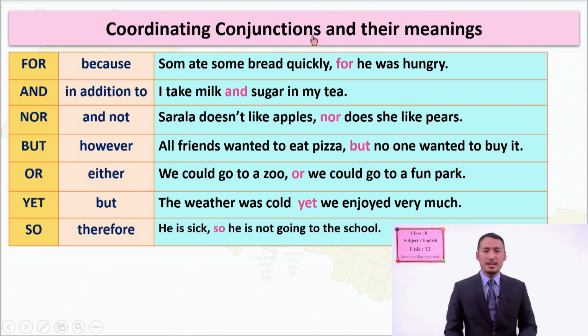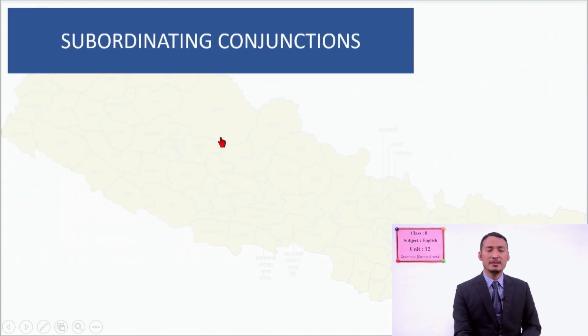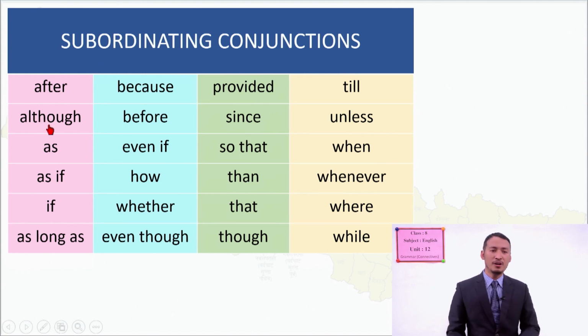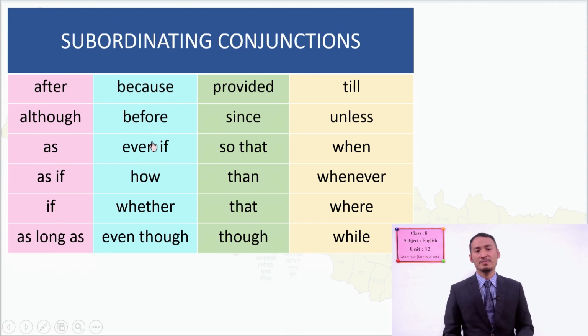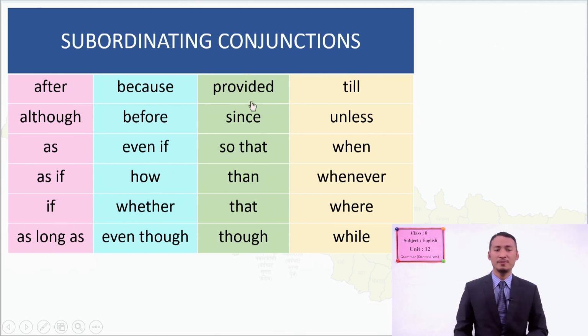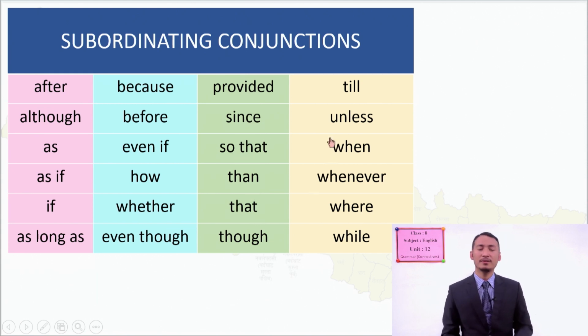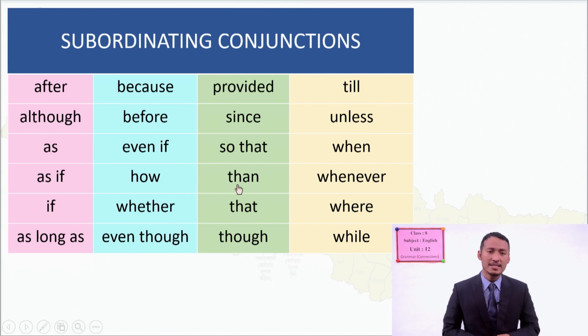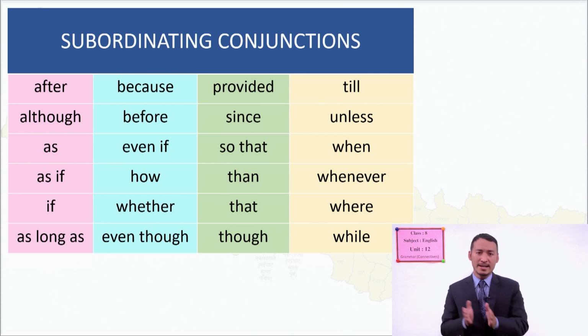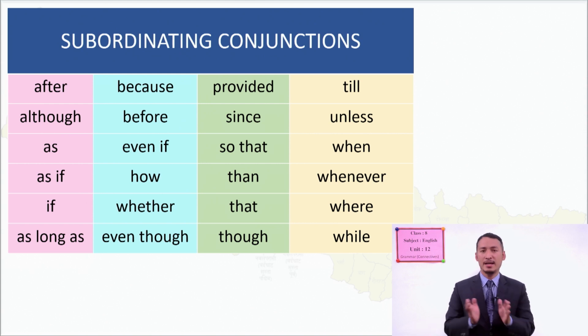Okay, students. Now you have got the idea about the coordinating conjunctions. We have subordinating conjunctions here. The list is like this. After, although, as if, if, as long as, because, before, even if, how, whether, even though, provided, since, so that, than, that, though, till, unless, when, wherever, whenever, where, while, and so on. These are subordinating conjunctions. As I already said, there is one important clause and another clause is attached to the main clause, that is called dependent, one dependent and one main clause.